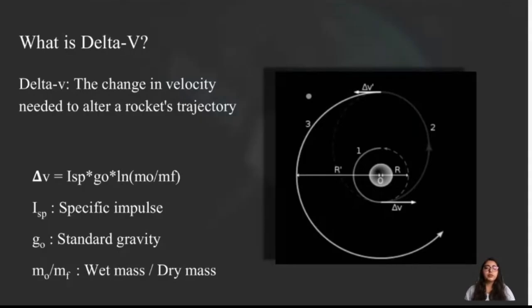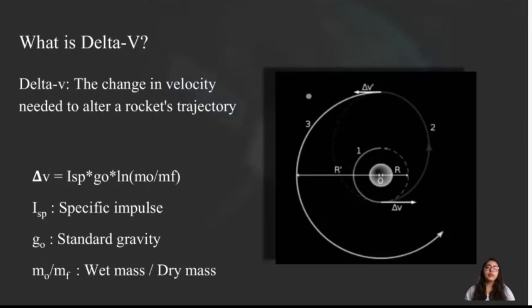So delta V, how is it calculated? We have different versions of the rocket equation, however, the simplest form of the equation is delta V equals the specific impulse of the engine times the standard gravity of the body being orbited or launched from, times the natural logarithm of wet mass divided by the dry mass.